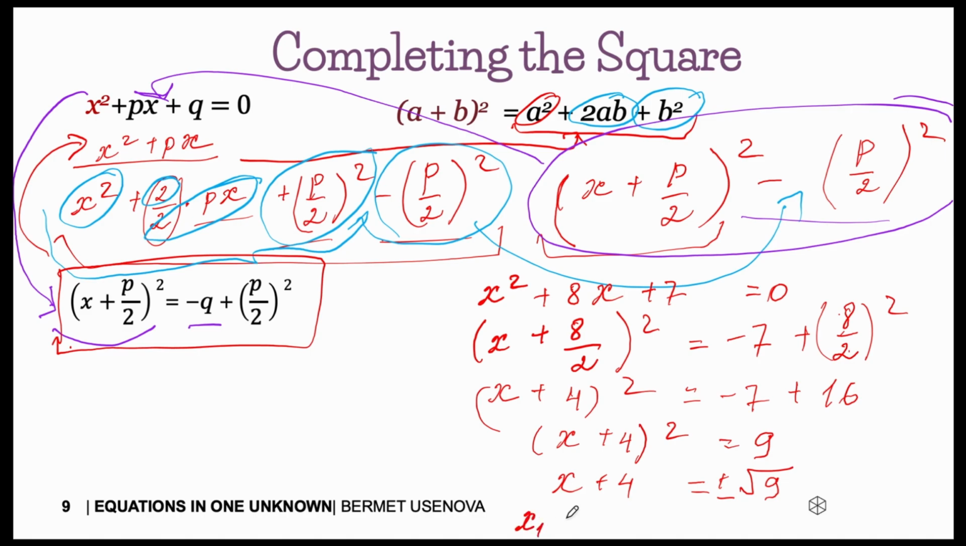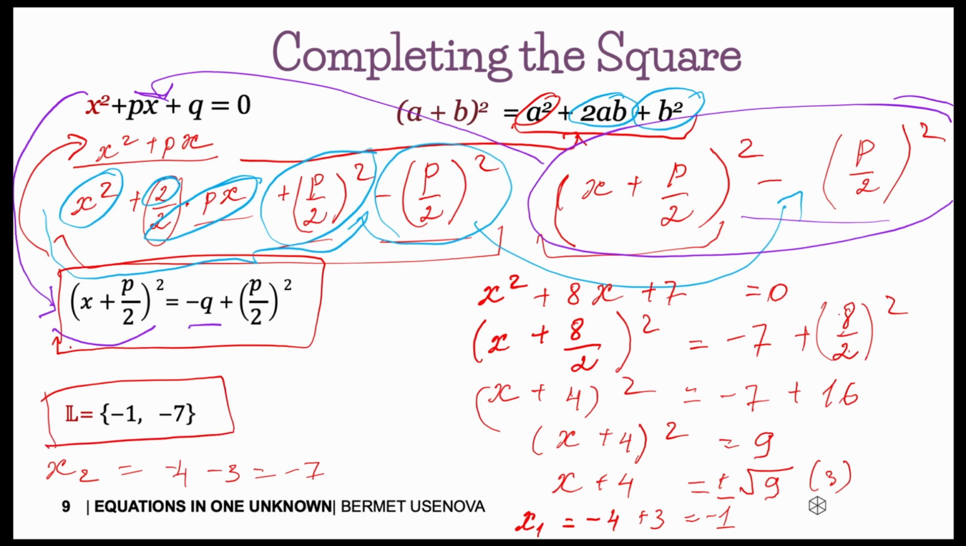Then we move 4 to the other side, and it becomes minus 4. The square root of 9 is 3, if you remember. So x1 is minus 4 plus 3, which is minus 1. And x2 will be minus 4 minus 3, which is minus 7. So the solution set will be minus 1 and minus 7 for our quadratic equation.